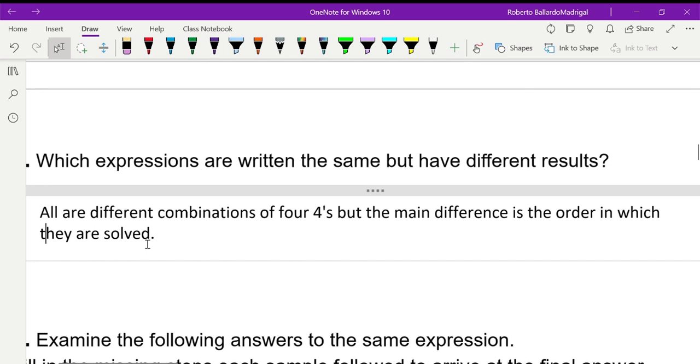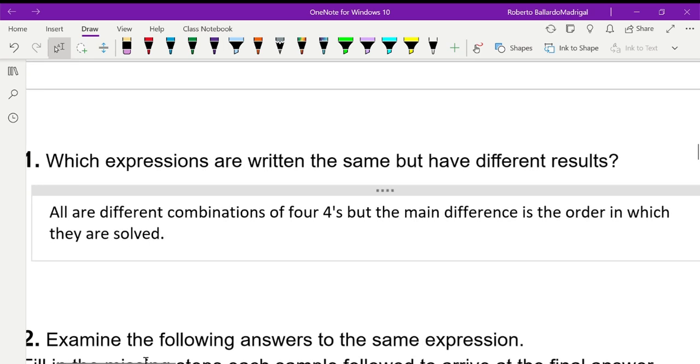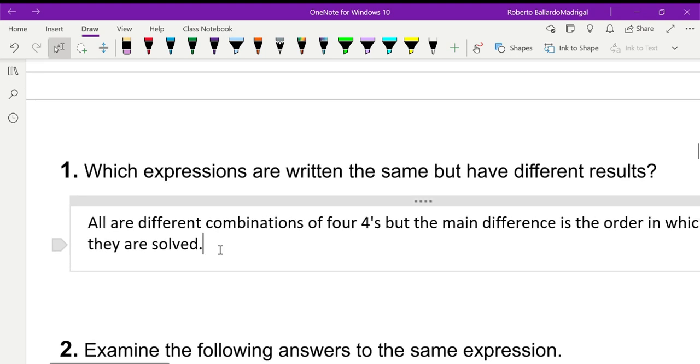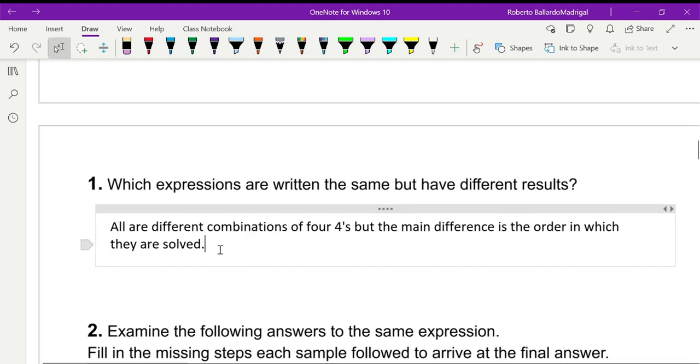Once again, go ahead and type this down, please. You'll notice all expressions are practically the same, the main difference being the order in which they are solved. Some operations are different, like if we include the radical 4s, which is the square root of 4, or if you include the 4 factorials. Those are different, but for the most part, it's just a combination of 4 4s with different order to the terms.